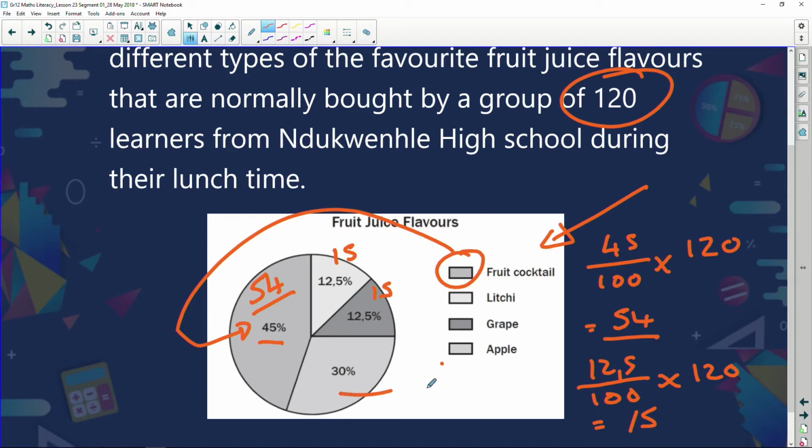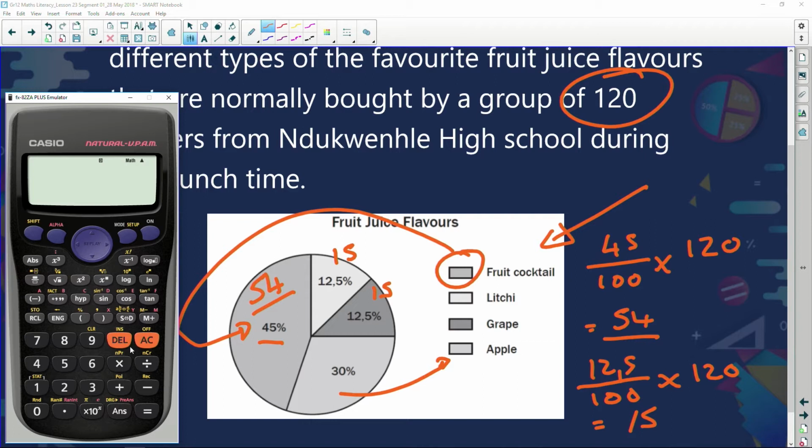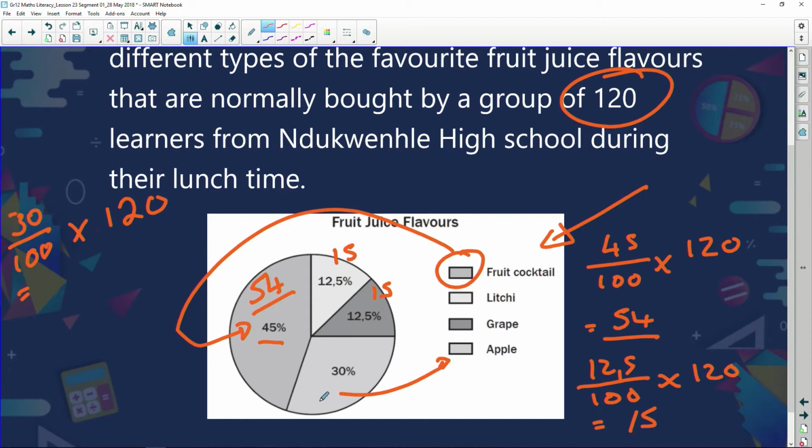Now let's look at this 30%. How many people like apple juice? Well, 30%, we've got 30 over 100, and again we're multiplying it by 120 because there's a total of 120 students. My calculator is going to do the work for me: we want 30% of 120 learners, and I land up with 36. So there are 36 learners who love apple juice.